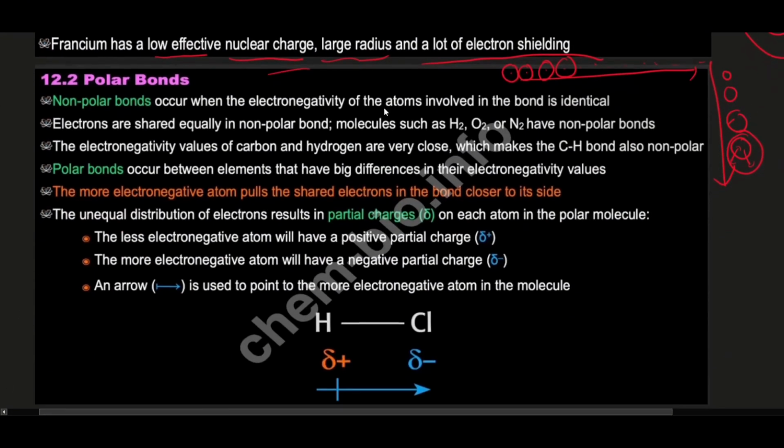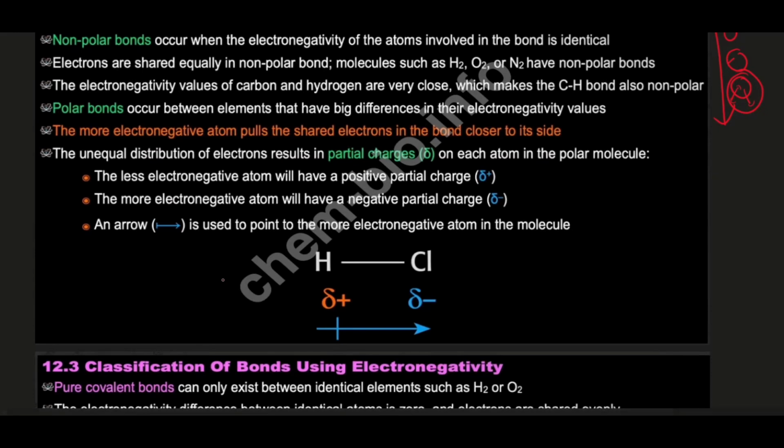So the nuclear charge factor does not play a huge role in the group-wise trend compared to the period-wise trend. If we move on to polar bonds, what are polar bonds? Non-polar and polar bonds are greatly determined by electronegativity. Non-polar bonds occur when the electronegativity of the atoms involved in the bond is identical. Say for instance H and H, both of them have electronegativity of 1 and 1.